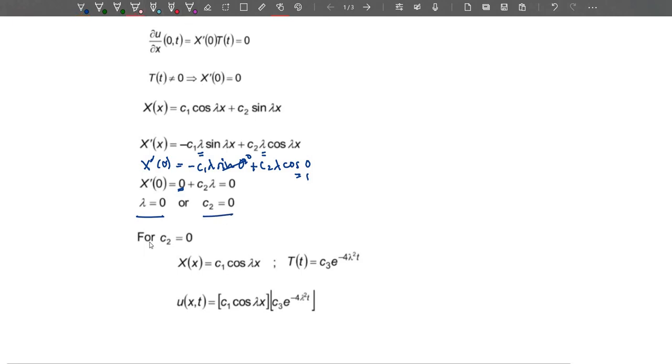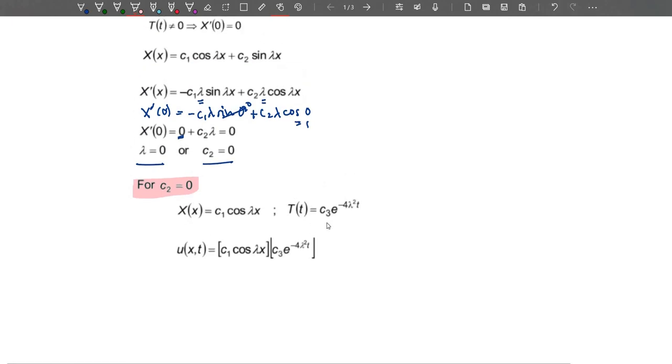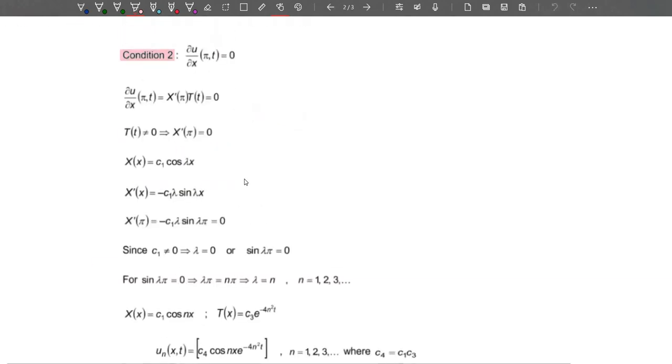So first let's look for c2 equal to 0. We have here X(x) equal to c1 cos lambda x, because c2 equal to 0, right? So T(t) is equal to c3 exponent negative 4 lambda squared t. U(x,t) would be c1 cos lambda x times c3 exponent negative 4 lambda squared t. Next, we apply the second condition. This one is for c2 equal to 0.